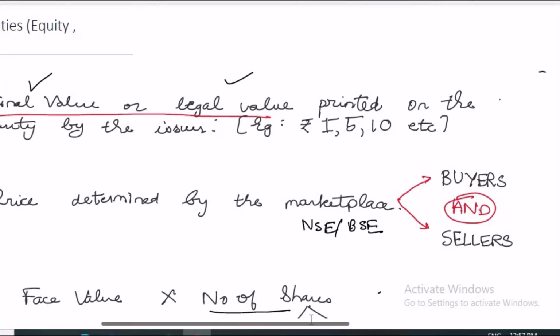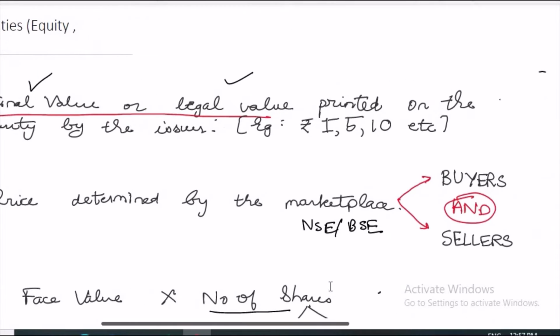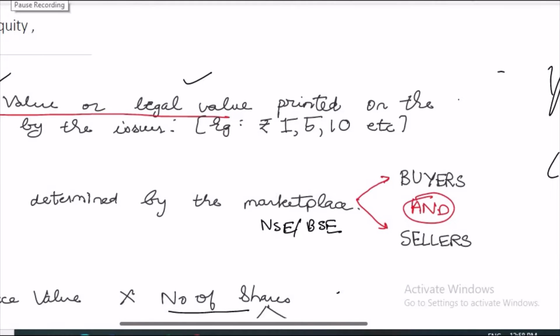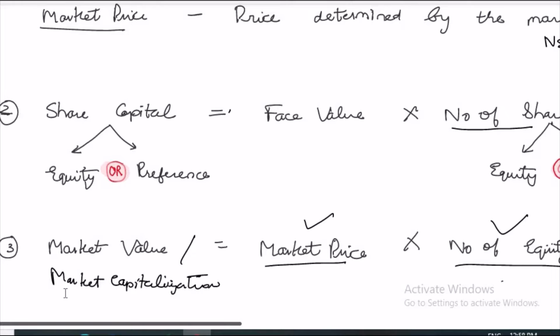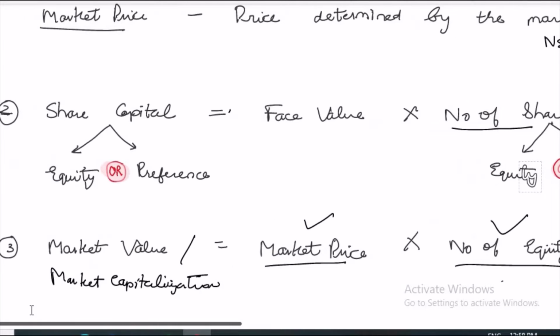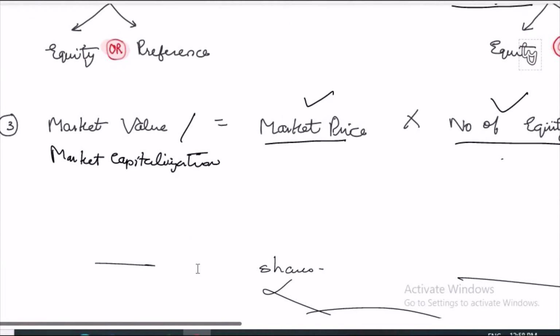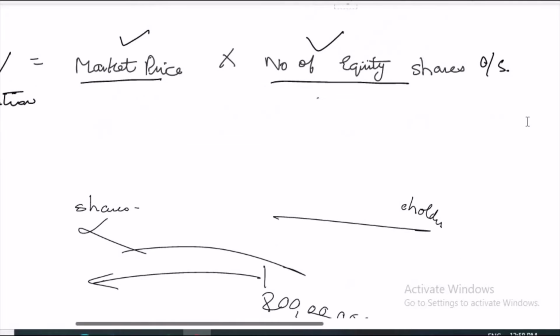A few famous examples are BSE and NSE. Then we have foreign stock exchanges, the New York Exchange in America, and the London Stock Exchange. So these are the examples. Then we have share capital, equity or preference share. Face value into number of shares is the share capital, and market capital is market price into number of equity shares outstanding.